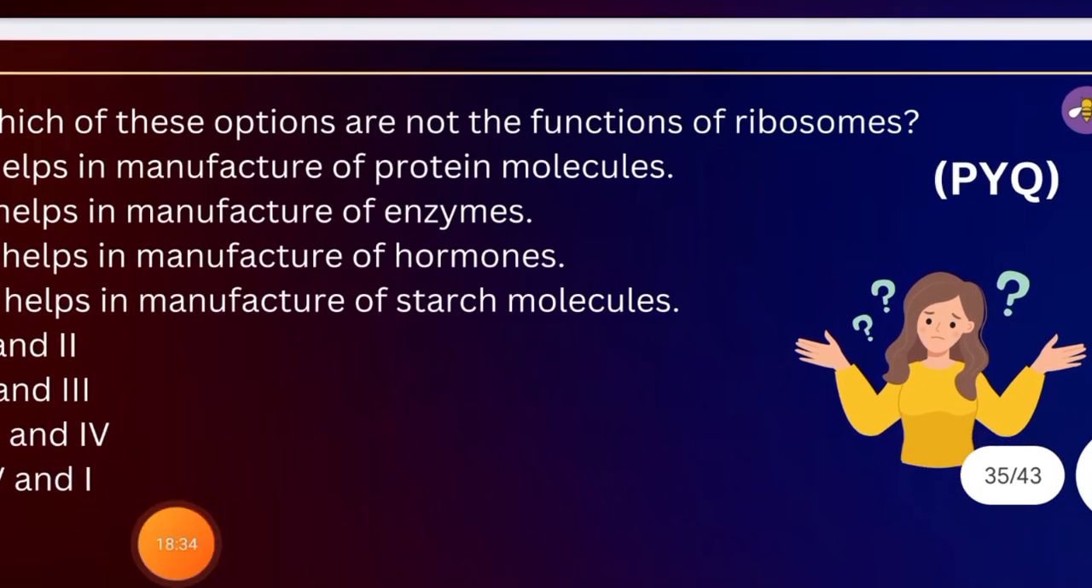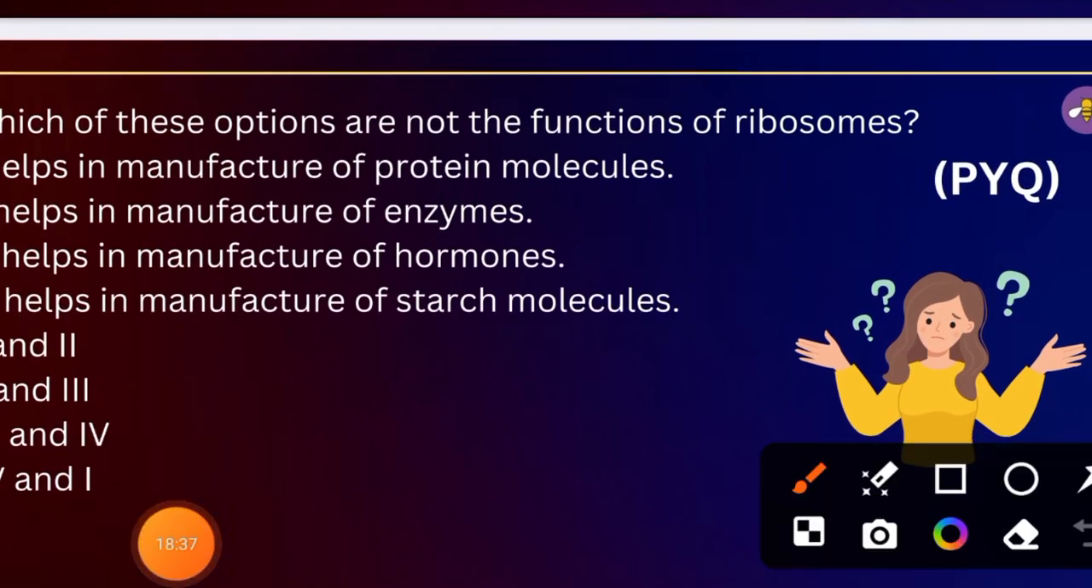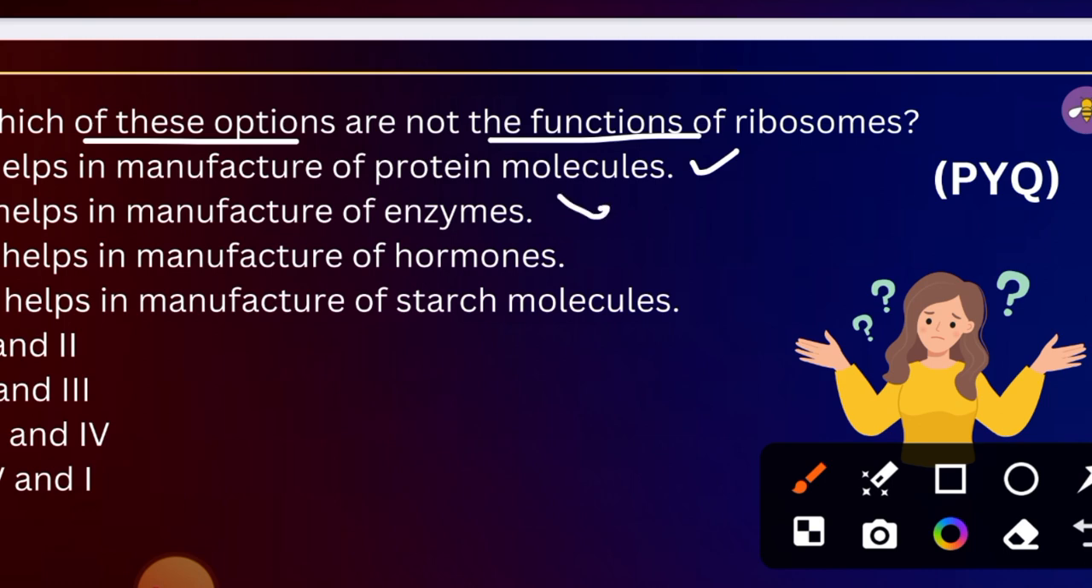Now here's one question in front of us. Which of these options is not the function of ribosome? It helps in manufacturing of protein. This is one function. It helps in manufacturing of enzymes. No. It helps in manufacturing of hormones. No. It helps in manufacturing of starch molecules.